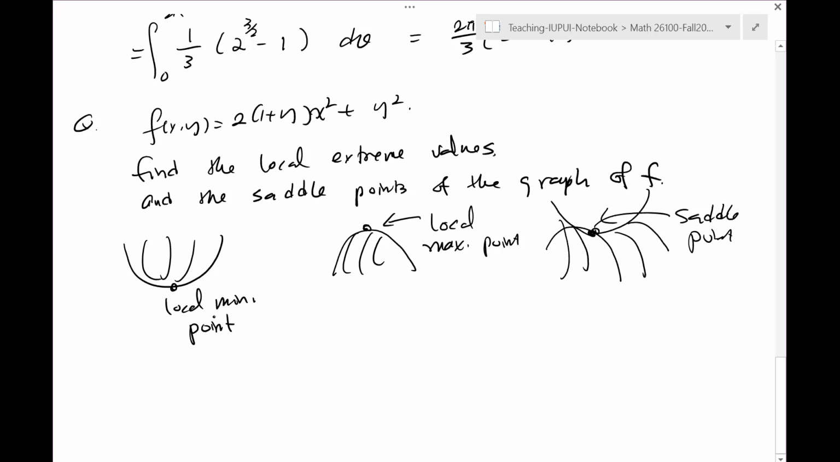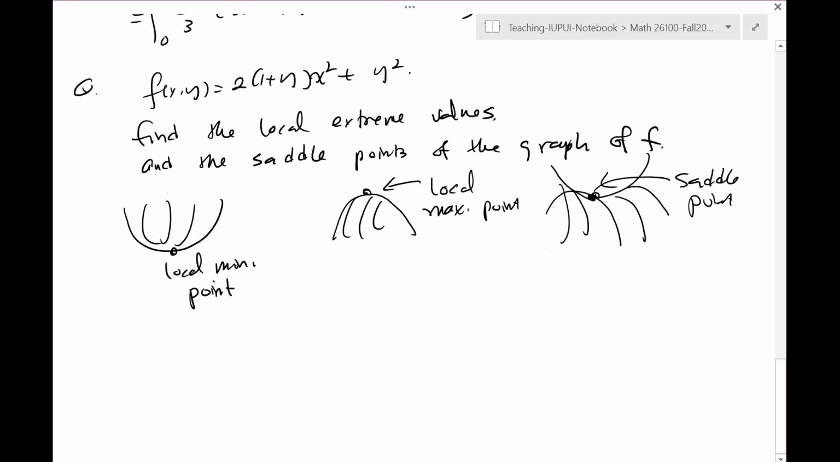So how to do that? Well, if the function reaches a local maximum value or local minimum value, the necessary condition is that the partial derivatives are 0. The first step, you have to find the critical points.